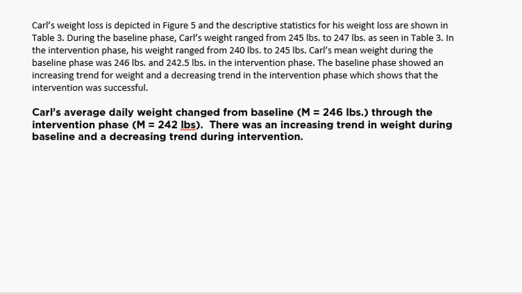So notice here, in the original paragraph, Carl's weight ranged from 245 to 247. Then we have another range, and then we have a mean. Oh, we do have the mean right there. Carl's mean weight during the baseline phase was 246, so I got it right. Not bad. And then this becomes 242.5. Now, what's missing here is we don't have a standard deviation. It would be nice to include the standard deviation because that provides a measure of variation and how much spread there is off of that mean.